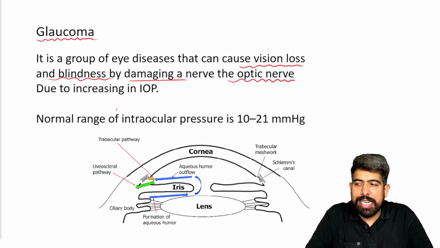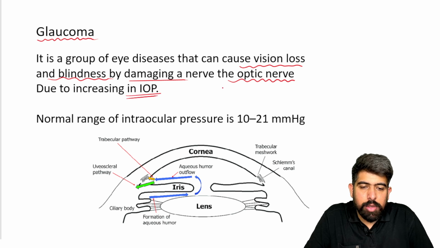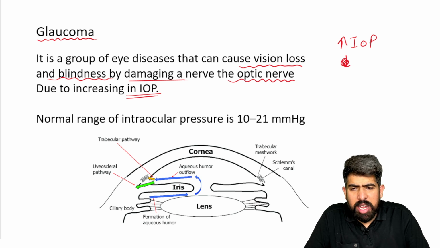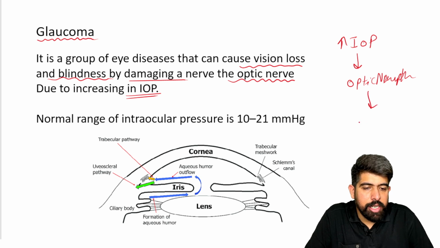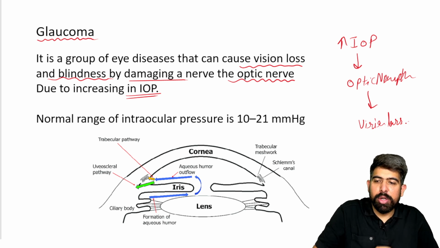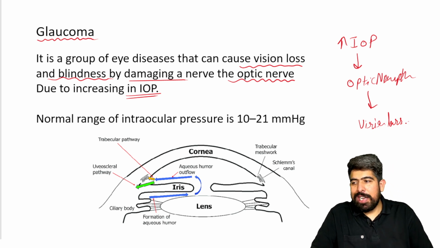And why is this optic nerve getting damaged? Due to the increasing intraocular pressure. So the increasing IOP will result in optic neuropathy, and this optic neuropathy will result in vision loss. Okay, this optic neuropathy will give vision loss.